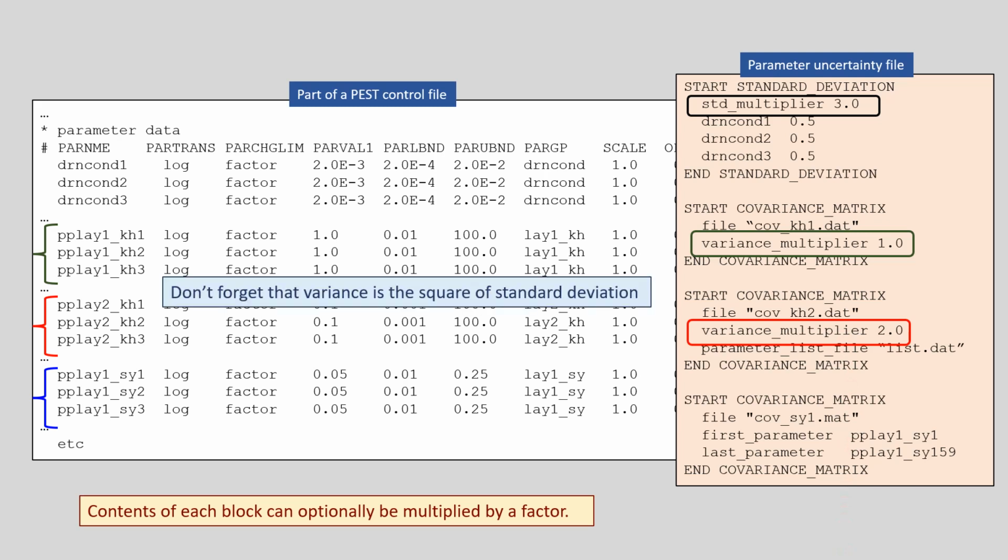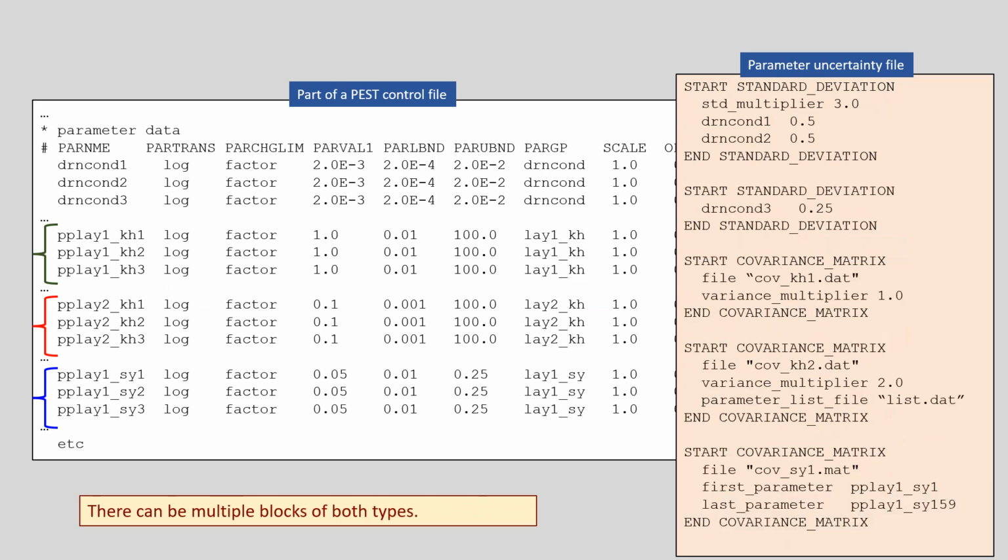Just beware when supplying multipliers that variance is the square of standard deviation. Hence, if you multiply variances by 2, you are in fact multiplying standard deviations by the square root of 2. Finally, just to repeat something I said before, a parameter uncertainty file can have many standard deviation blocks and many covariance matrix blocks.